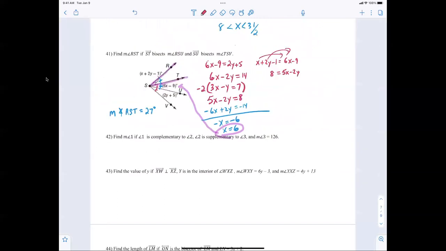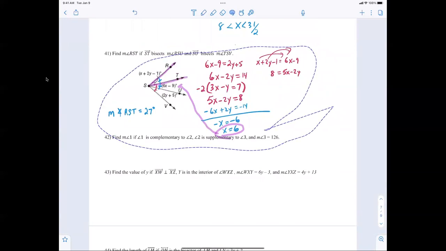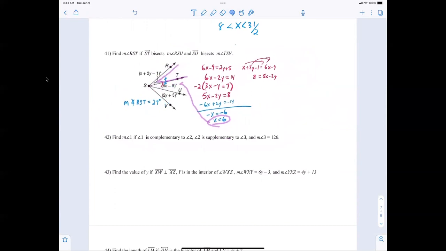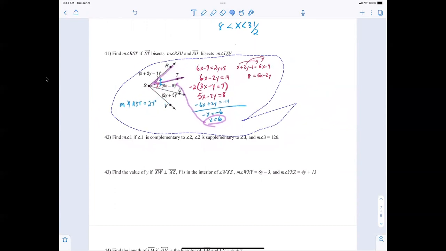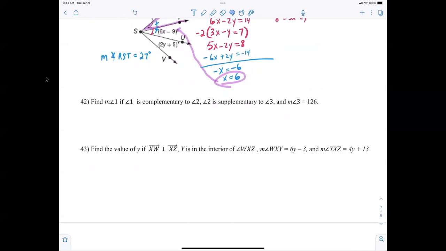Yeah, okay, so some kids had lots of trouble with these. What does complementary and supplementary mean? We got to remember that. Yeah, 90 and 180 for sure. All right, so measure of angle 1 and measure of angle 2 are complementary, correct? So that means angle 1 plus angle 2 is equal to 90, right?